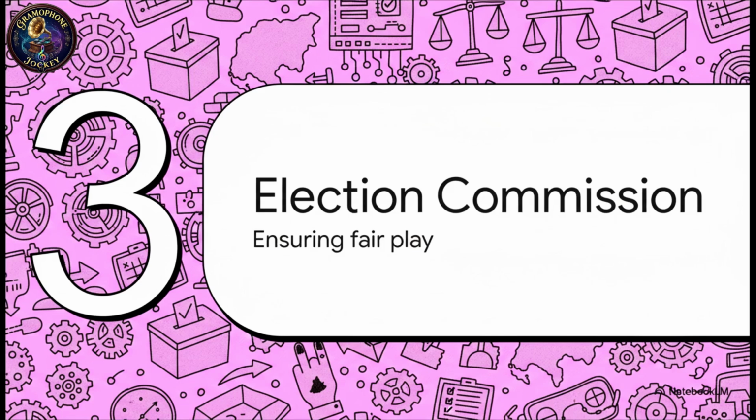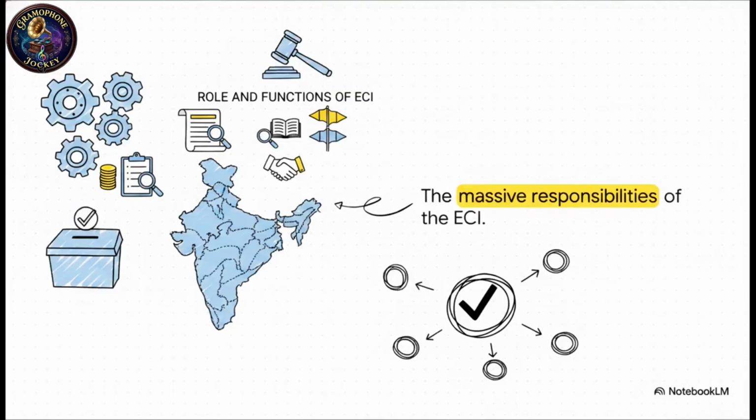Part 3. The Election Commission. Think of them as the master mechanic, ensuring fair play. The Election Commission of India, or the ECI, is a constitutional body that enjoys a level of independence basically on par with the judiciary itself, and they hold immense responsibilities. They don't just count the votes. They supervise the entire process for parliament and state legislatures.